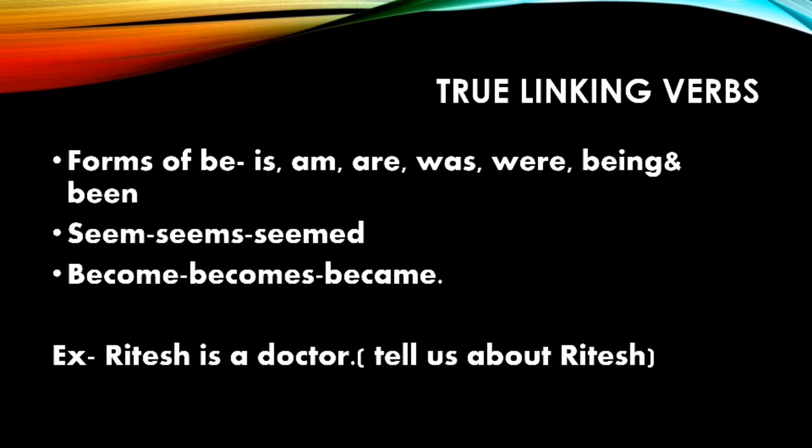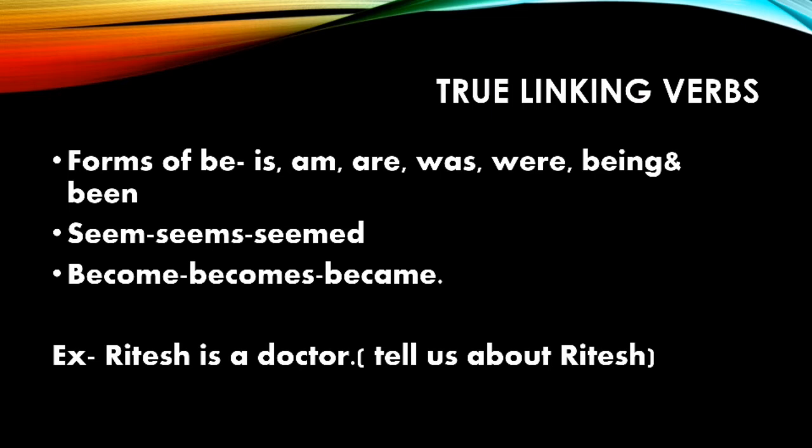Ritesh is a doctor. Here the word is, here your verb is. What is it doing? It is telling us what Ritesh is. He's a doctor. Okay, no action is performed here. यहाँ पे कोई action नहीं हुआ है. We have used is, क्यों use किया हमने?